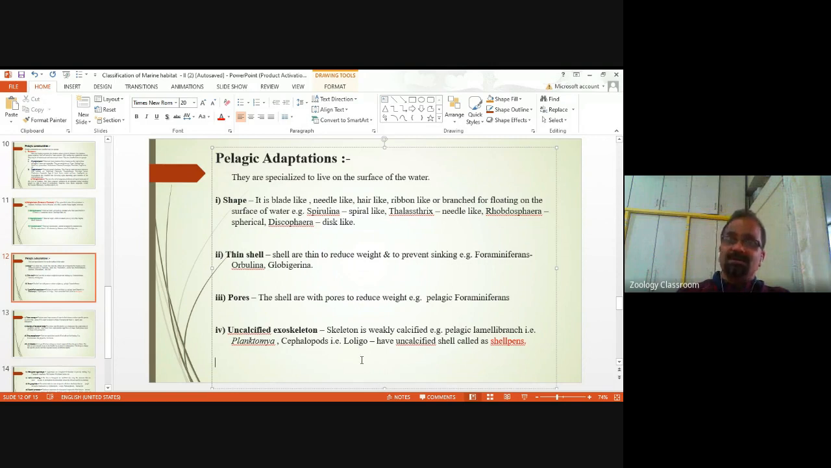Loligo, Sepia. See the example which is mentioned in the slide here. Loligo is the squid, what it is commonly called. Sepia is called cuttlefish. This Sepia has the shell present internally. Loligo also has a shell present within the body. So this is the difference between the mollusks which have shells outside the body, as in the case of gastropod shells.